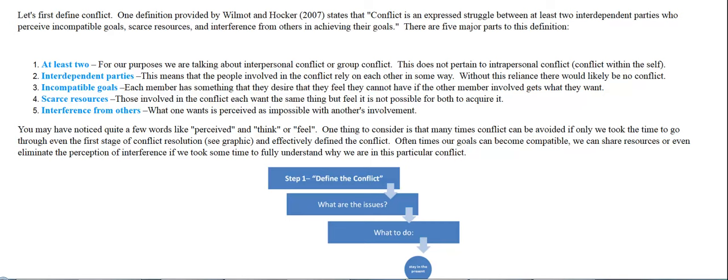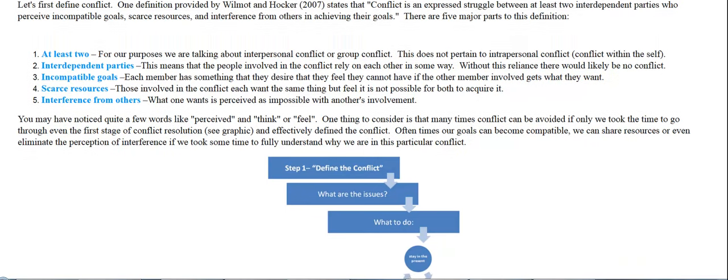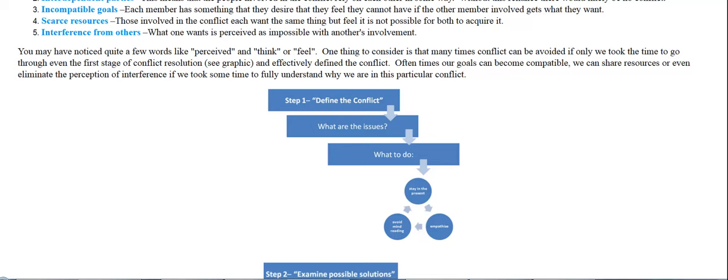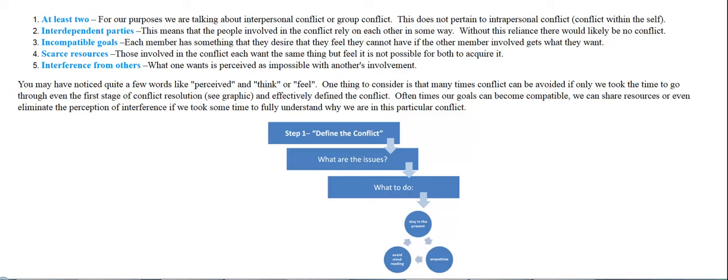So our goals can become compatible, we can share resources, or even eliminate the perception of interference if we took some time to fully understand why we are in this particular conflict. So let's take a look at this conflict resolution stage. This is one of those things that, as I mentioned earlier, can apply to both an interpersonal or group problem conflict as well as an intrapersonal conflict. You can absolutely attempt this in an intrapersonal manner rather than just interpersonal.